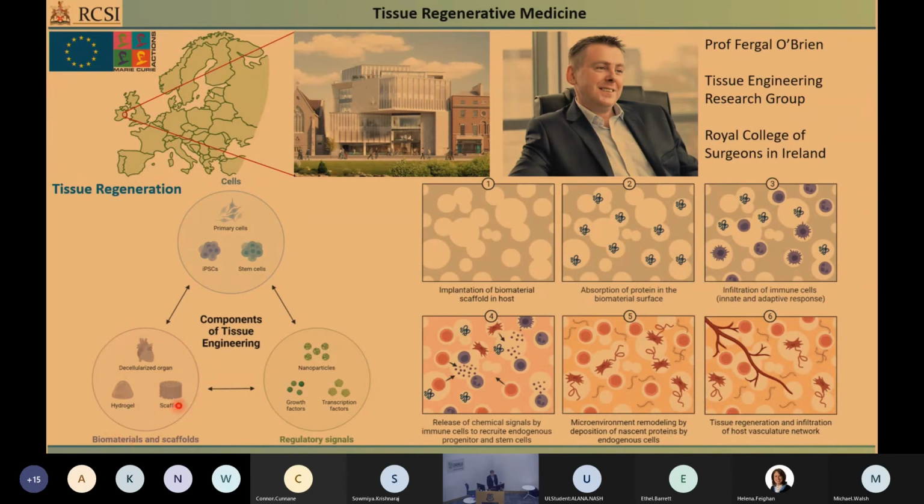It can be a hydrogel, a scaffold, or a decellularized organ. You're combining it with some kind of regulatory signals, and then you're expecting the cells of the host to come in and repopulate that scaffold and remodel it.